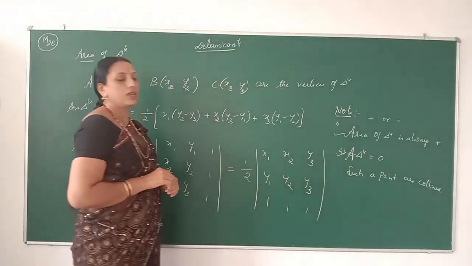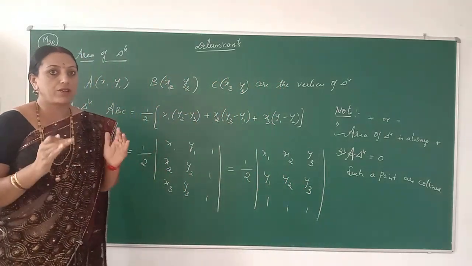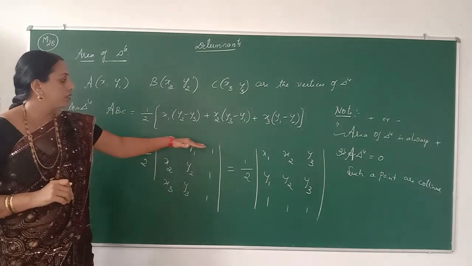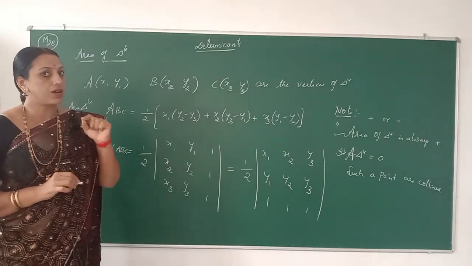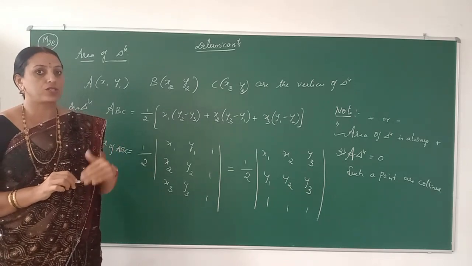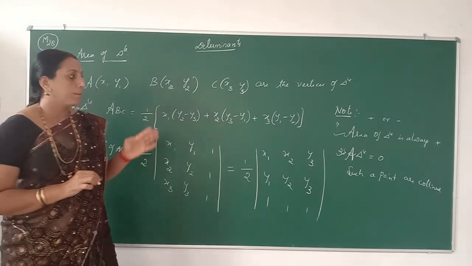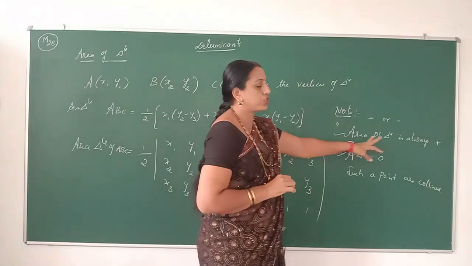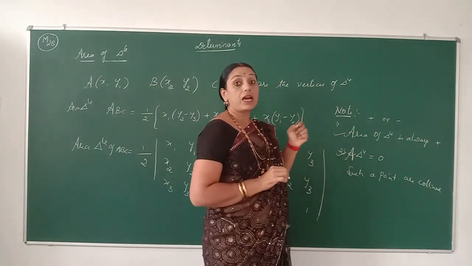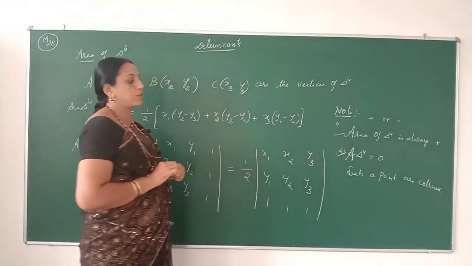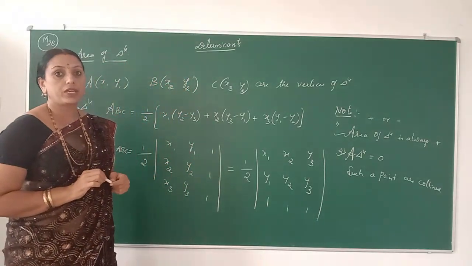First point is the values of the determinant. After expansion with the alternating signs, the value of the determinant will either be positive or negative, but the area should always be positive. Now the second condition is, if the area of a triangle is 0, such points are called collinear points.